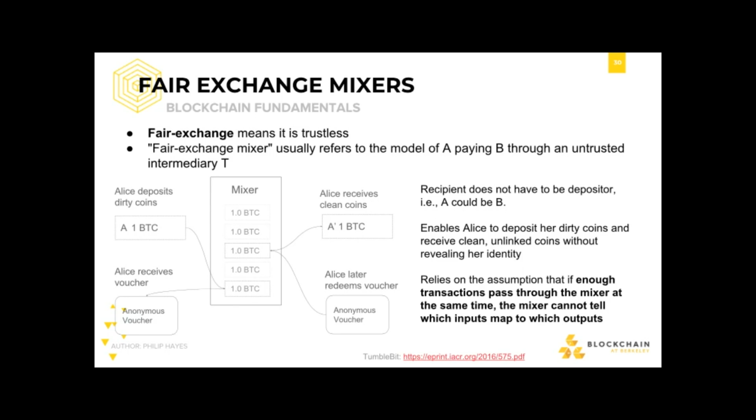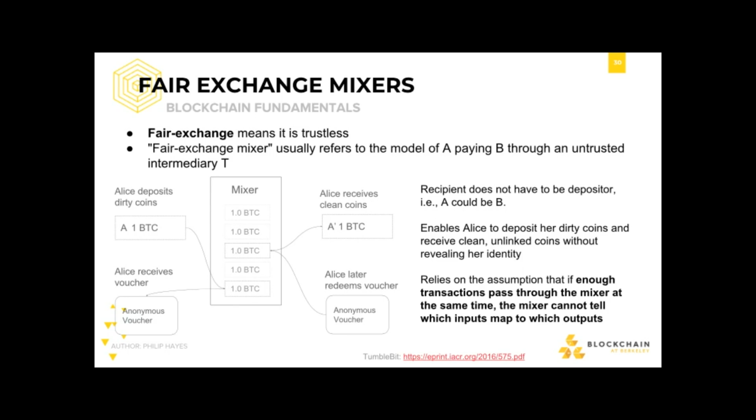We then talk of this idea of fair exchange mixers. Fair exchange means let's bring back the intermediary, but let's ensure that it's trustless. An example of this is Alice pays 1 Bitcoin to the mixer, and in return she gets a voucher. Now, at a later point in time, Alice can give the voucher back to the mixer and redeem her coins.